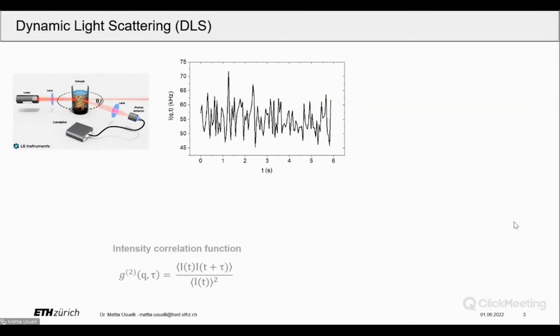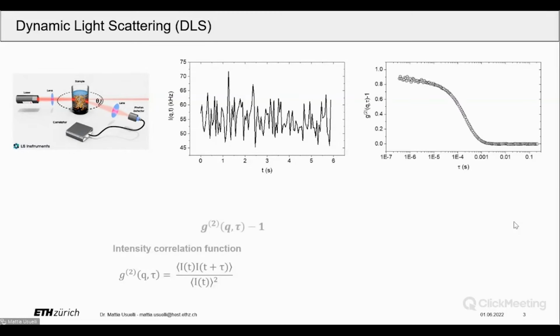If we define an intensity correlation function, so basically we look at how much the intensity is self-similar to a translated version of itself by a characteristic time tau, we compute this quantity, and we obtain from a dynamic light scattering experiment something that looks like the curve on the right. So this is the quantity that we measure. This is the empirical data that we get from the machine.